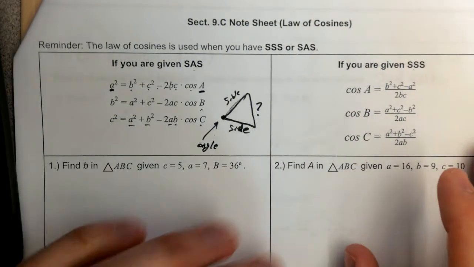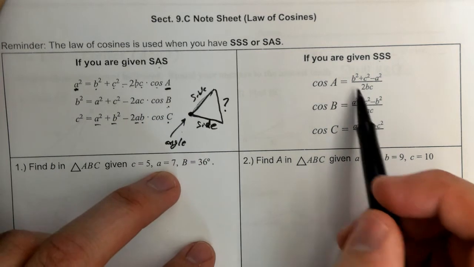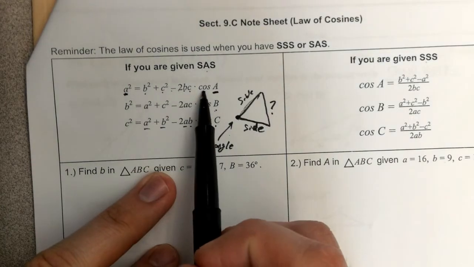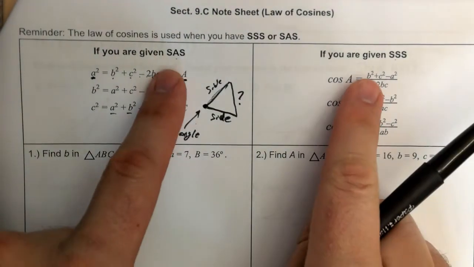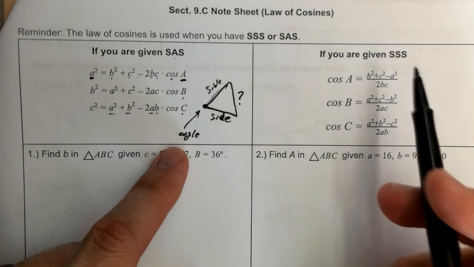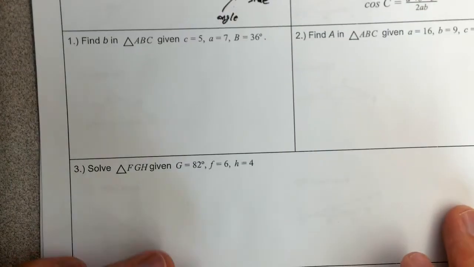Okay. If you are given side, side, side, then you're going to use these formulas, and these formulas are just a variation of this formula where we've solved for the cosine piece of it. So there's nothing different really, except that we did some algebra to move these around so that it saves you steps in solving for the angle. Okay, so let's see how these get applied in a couple of examples.